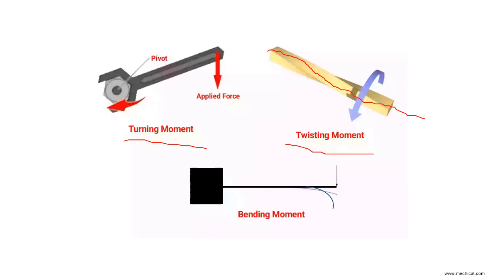Here it is a beam, one end of the beam is fixed, so load is getting applied on the other end. Now the rotation is happening in this direction, but here the beam tends to bend, then it is called as bending moment.